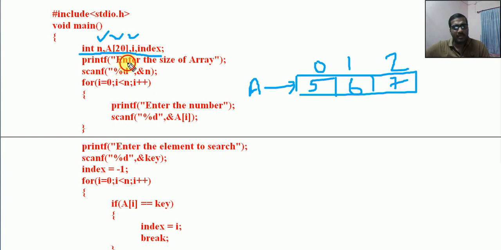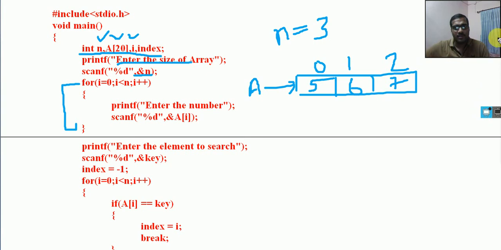Now enter the size of array, read the size. Now we are reading the size, n is equal to 3. Now this is the reading for loop, for I equal to 0 to n minus 1, I less than n. Enter the number a of I. A of 0 will be added here, a of 1 will be added here, a of 2 will be added here, then it will exit from the loop. Okay, now let us see the remaining portion.